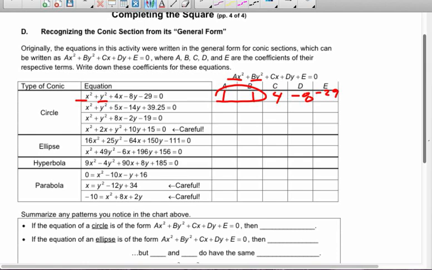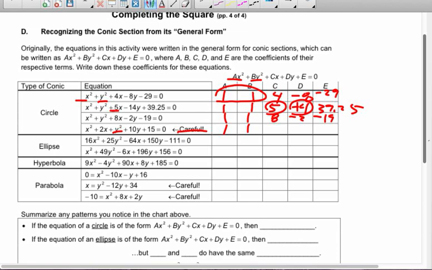Same thing for this one. My A is 1, my B is 1, my C, which is my x term, is 5, then negative 14, and 39.25. And remember, these are the two terms you're taking half of to complete the square. Okay, then I've got a 1, 1, 8, negative 2, and negative 19. You guys like to ignore these. Now remember, B is my y squared term, so it's going to be over here, so it will also be 1.